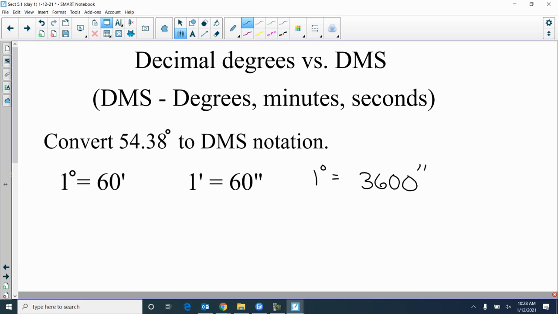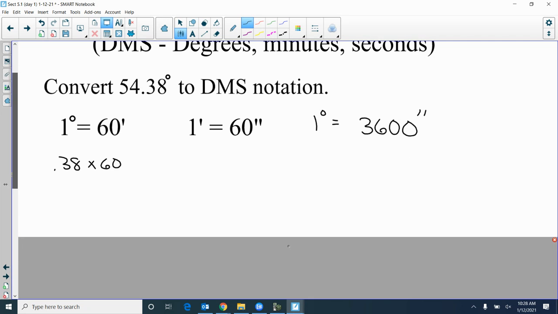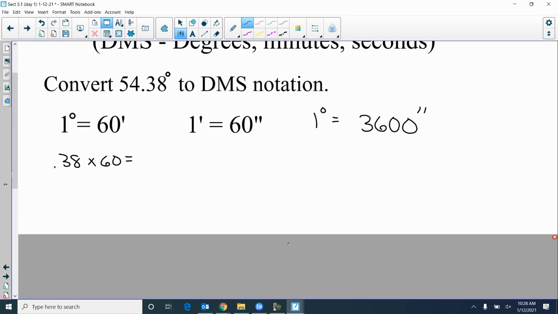Seconds. All right, now how do I convert 54.38 degrees to degrees, minutes, and seconds? Well, you have 54 degrees. That's how many whole degrees you have. We have 0.38 of a degree. How many minutes are in that? All you have to do is take 0.38 times 60. Go ahead and do that. What does that give us? So you take 0.38 times 60.